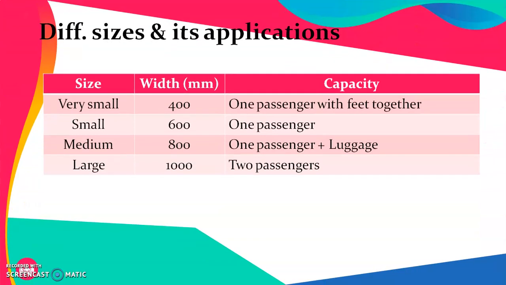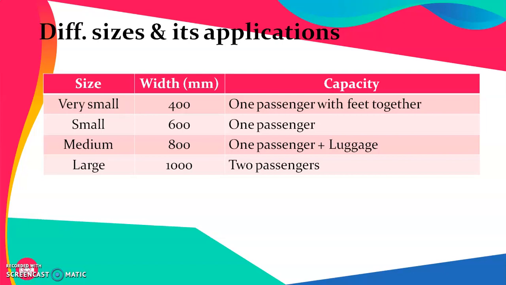These are the different sizes and their applications. They generally have various sizes, which have been specified. It starts with the very small size, which generally has a width of 400 mm. This 400 mm is the clear space available for a passenger or user. So that generally defines its size, and it starts with a 400 mm width. This is a very small kind of escalator. Nowadays such escalators are very rarely seen, and it generally accommodates one passenger with feet together.